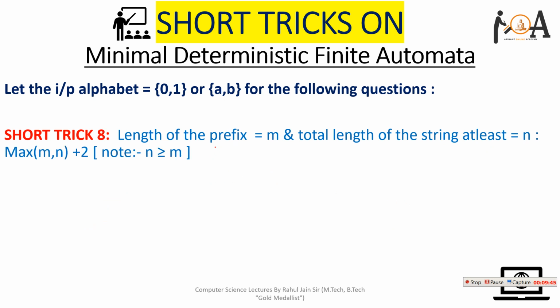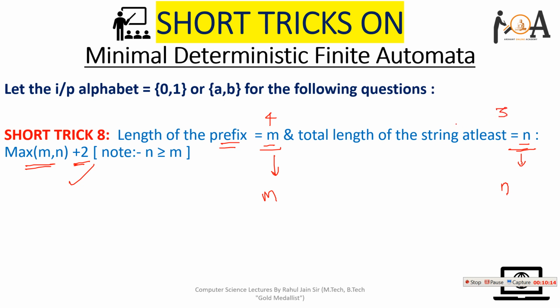Next question, next shortcut trick. Length of the prefix is m and total length of the string is at least n. In that case, take the maximum of m and n and add 2 to that. It is the shortcut trick. Suppose length of prefix is 4 and total length of string is at least 3. Total length of string should be at least 3.